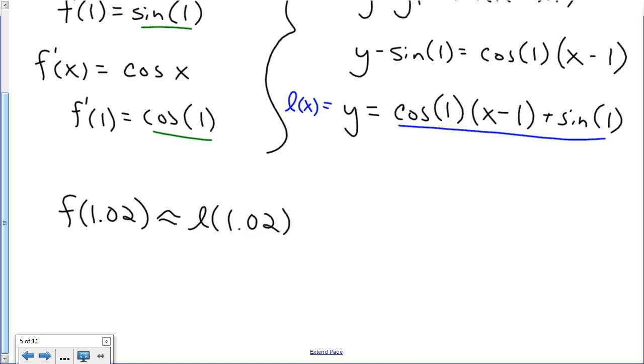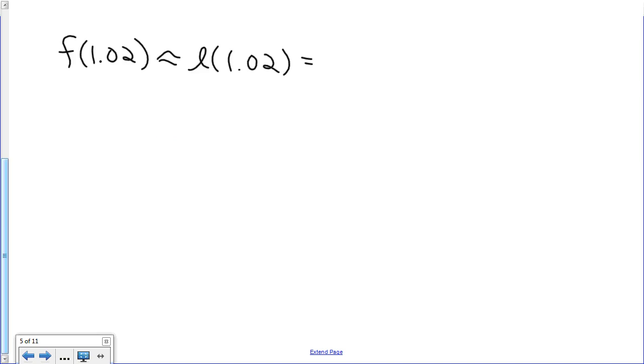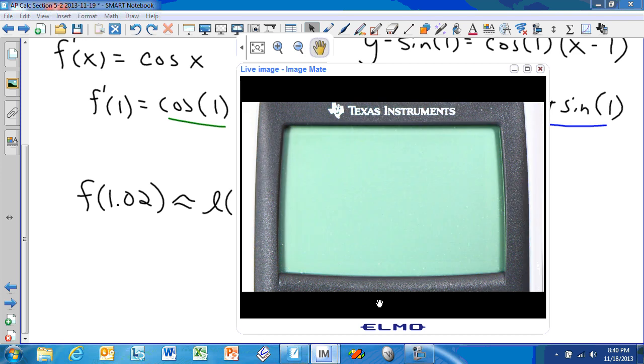And we saw in our sketch that as long as I pick values of x that are close to, in this case, our c value of 1, our linear function was very, very close to our original function. So let's go ahead and punch that in our calculator and see what we get for L at 1.02. Oops, let me bring up a calculator.